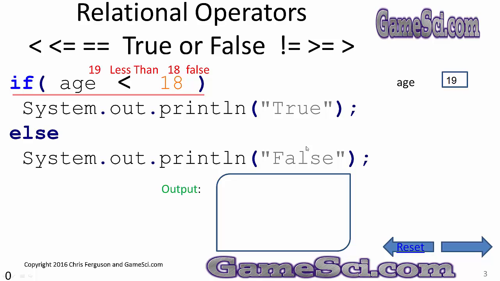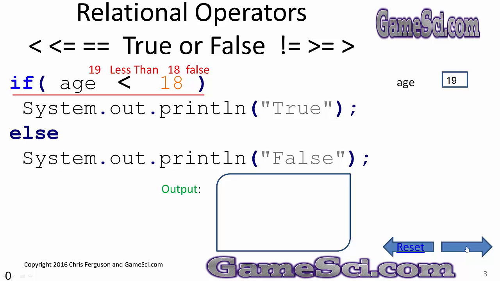So just to show you an example where you don't have to put in the curly braces, we'll run this without the curly braces. So let's go through this first. We'll set up 19 in the age variable, and we'll look first at the less than operator. So with 19 in the age variable, 19 less than 18 is a false statement. Always has been, always will be. 19 is not less than 18.